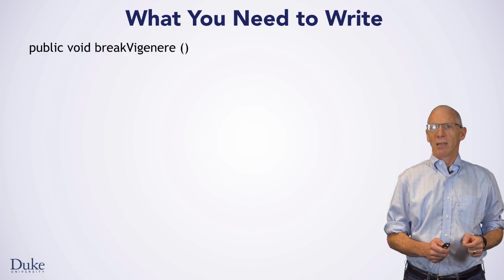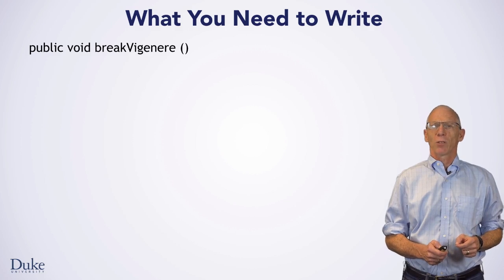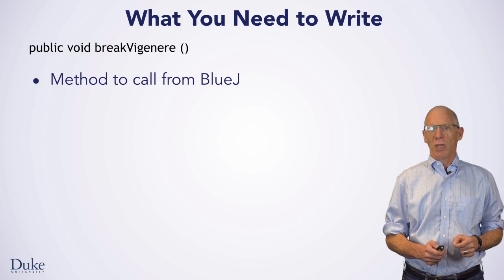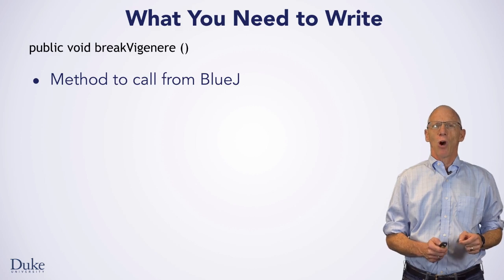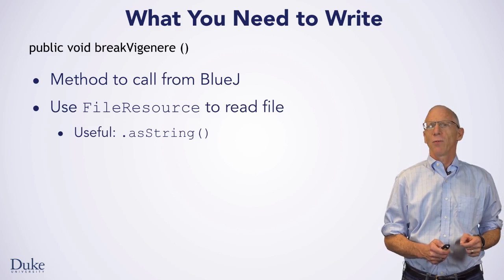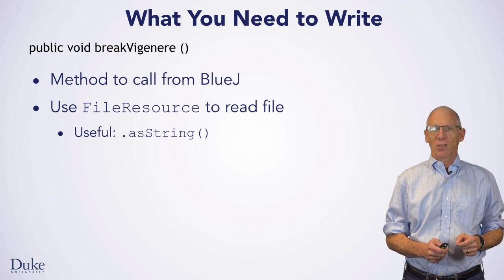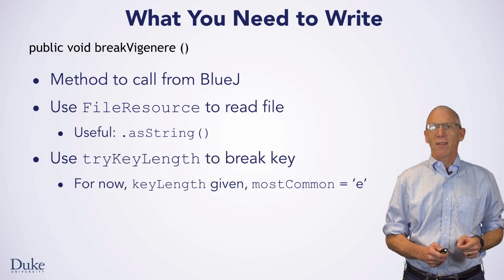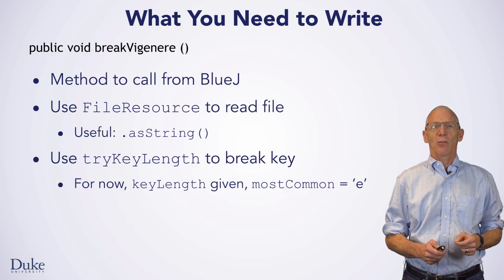After you've written try key length, you have one more method to write for this part of your program, break Vigenère. This is the method you'll want to call from BlueJ. It will set everything up and will call the method try key length. You'll want to use a file resource object to read in the file that you'll want to decrypt. File resource has a useful method, asString, which reads the entire file into a string for you. Once you've read the entire file, you'll want to call try key length, passing the message you just read. The key length, which is given to you at this stage, and the letter E, which is the most common letter.